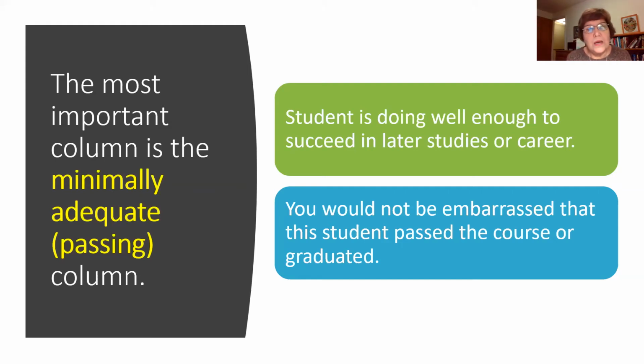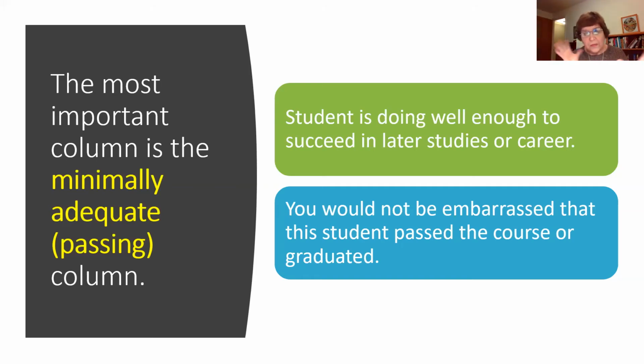I read a whole book on setting standards, and the whole book basically distilled down to this. What goes in that minimal column, imagine that you had a student that got all scores in that minimally adequate column. And later somebody found out that you let that student pass the course or graduate from the program with all minimally adequate work, not failing, but nothing better than minimally adequate. Would you be embarrassed if somebody found out that that student passed your course or graduated from your program? That's the best way to figure out what goes into that column.